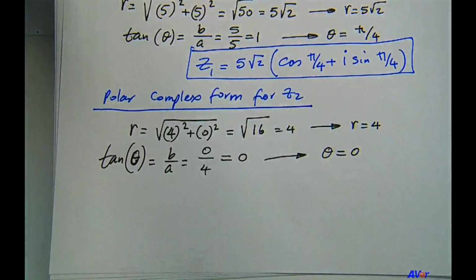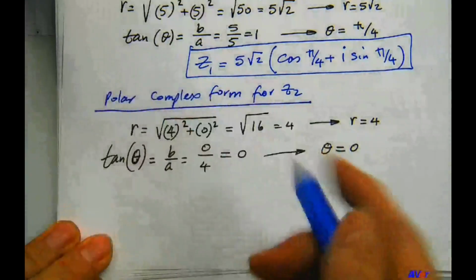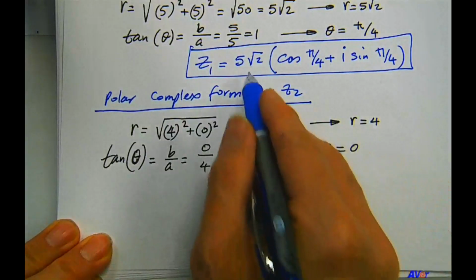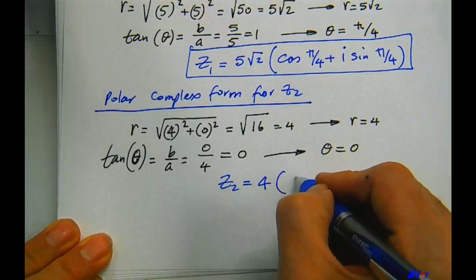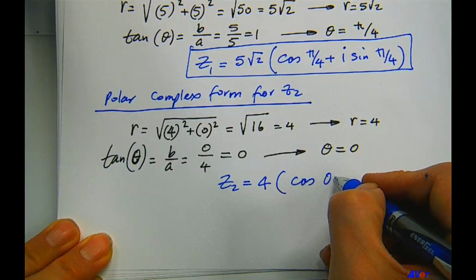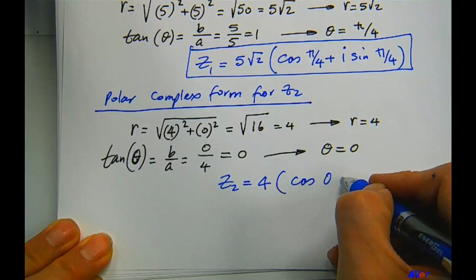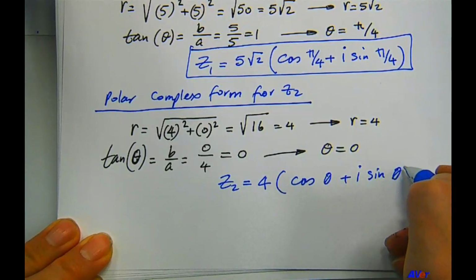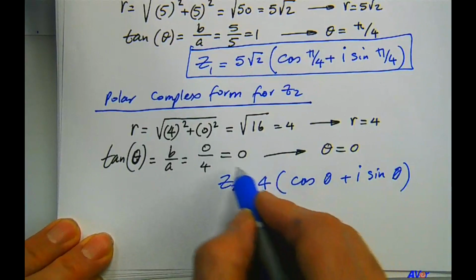Okay, so now we can write the polar complex form for z2. z2 equals r, which is 4, times cosine of 0 radians, plus i sine of 0. Okay, and we'll leave it like that.